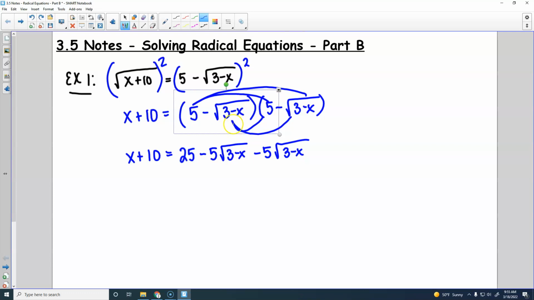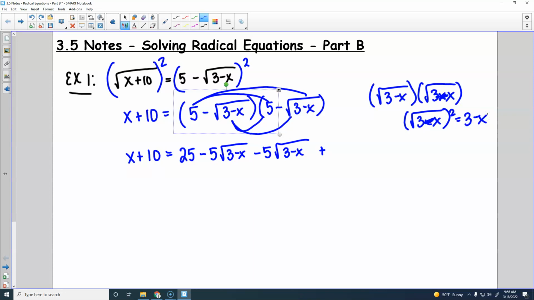And then to distribute that last one, we've got to do negative square root of 3 minus x times negative square root of 3 minus x. Negative times negative is a positive. What do we get when we multiply the square root by itself? If I do square root of 3 minus x times square root of 3 minus x, that is like having square root of 3 minus x squared, which just gives you 3 minus x.